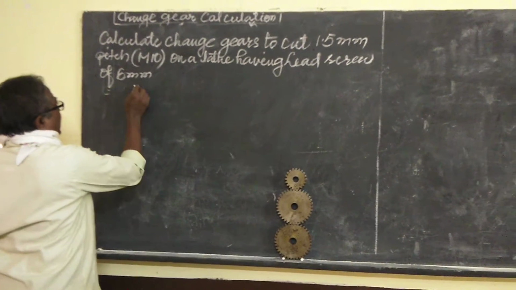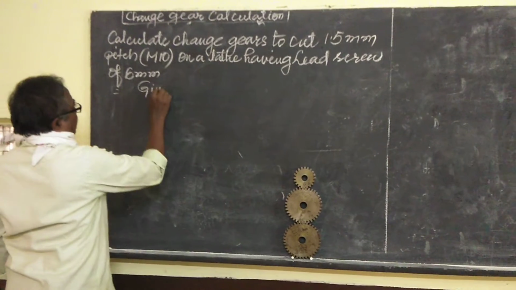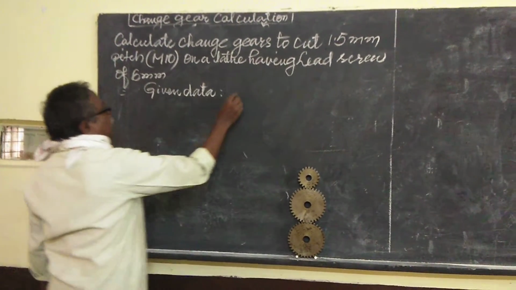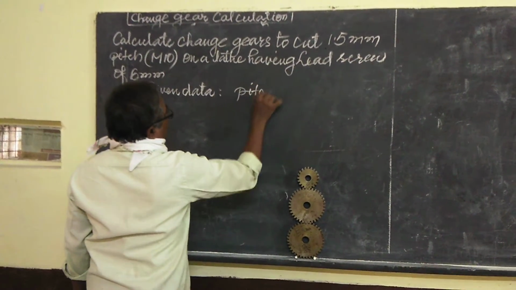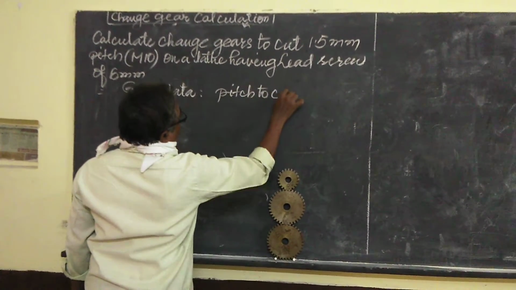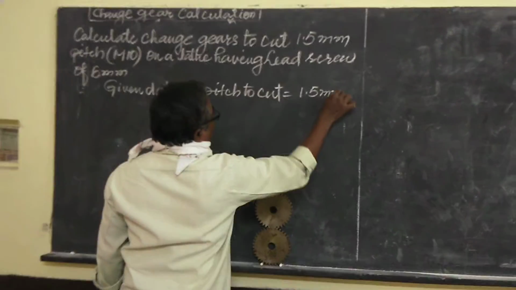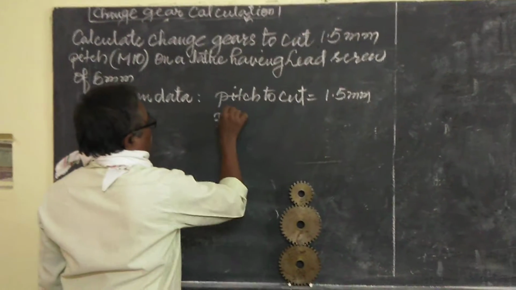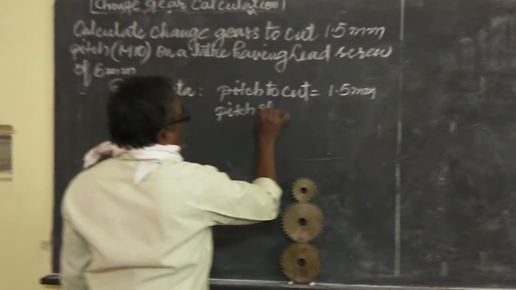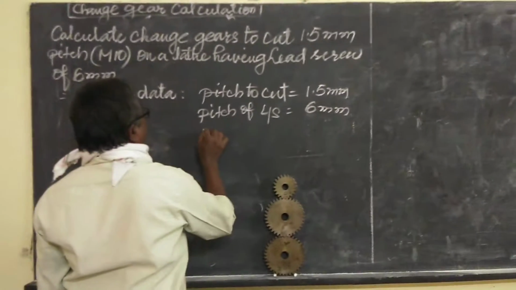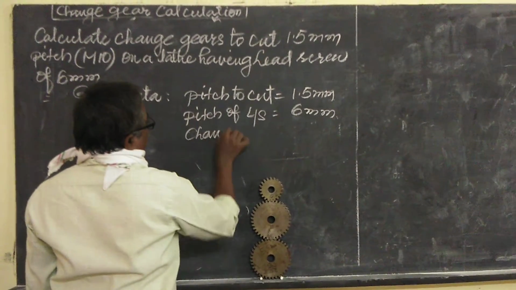Now what is given? Write immediately the given data. Pitch of job, pitch to cut, 1.5 mm. Pitch of lead screw, that is 6 mm. So calculate change gears.